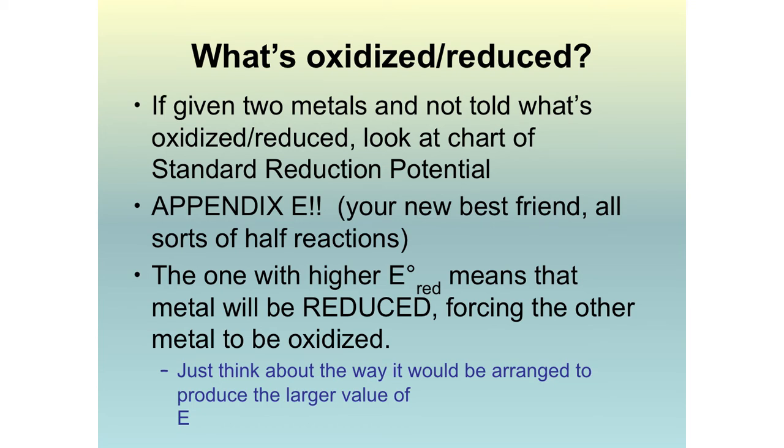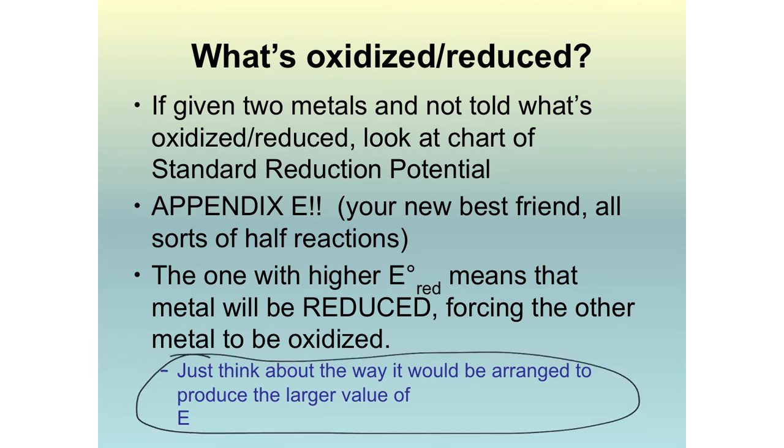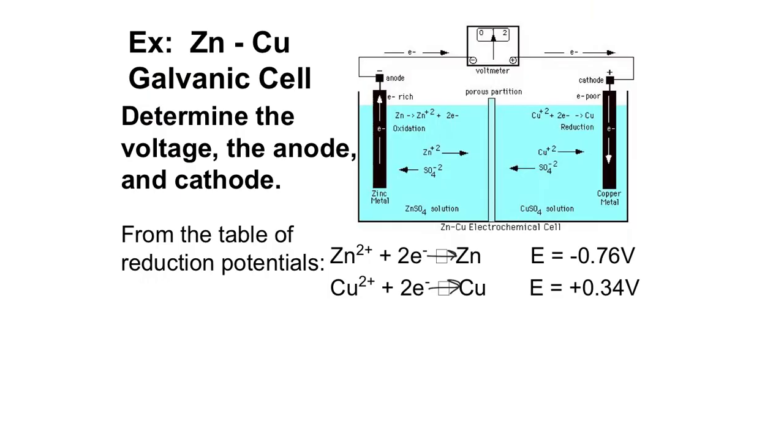When you do that, you look at Table E, or Appendix E in the back of your book, or the table that's in your note packet, and you find your 2 half reactions. We obviously need 1 reduction and 1 oxidation, so you're going to have to flip one of the 2 half reactions. So you just flip whichever one is going to make you come out to a positive voltage, or the larger voltage. So we'll take a look at an example like that.